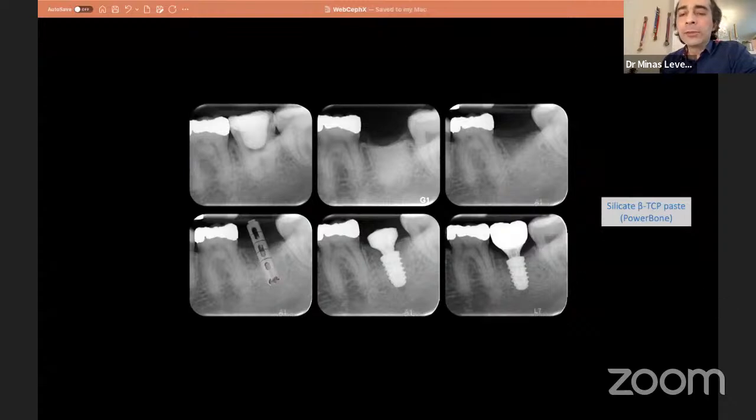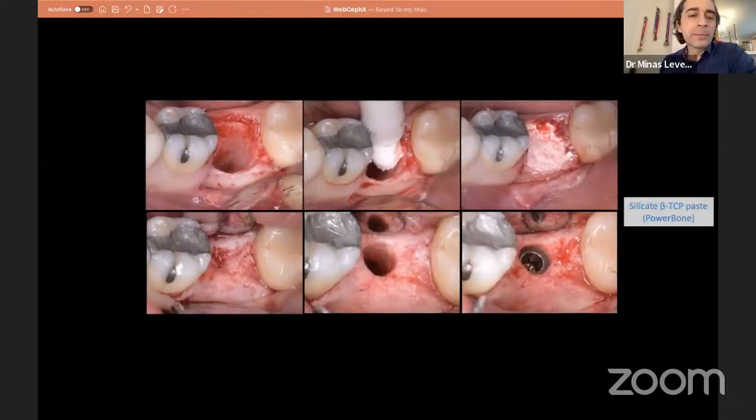Again, this is what we are doing every day. A difficult extraction that will lead to a big extraction defect. I grafted using silicate beta-tricalcium phosphate paste. After 4 months, I get very good quality of new bone. For my studies, I can get my trephine to see the histology I showed to you earlier. Placing the implant with our anatomical customized abutment, and we get a very good result that complies with all the aesthetical, functional, and mechanical properties.